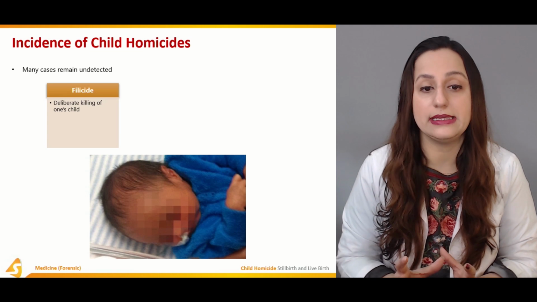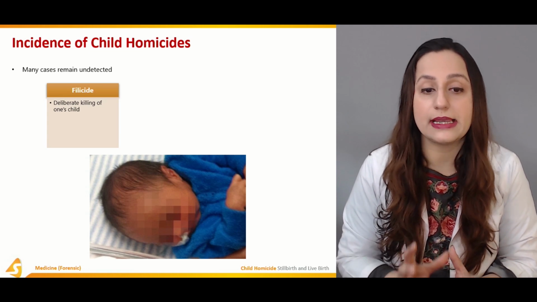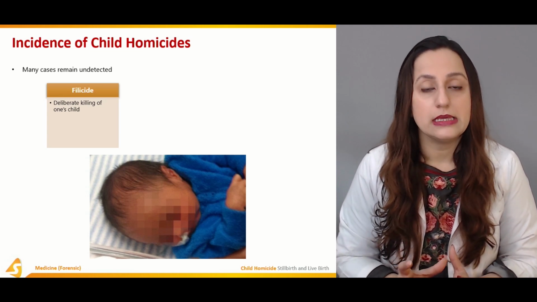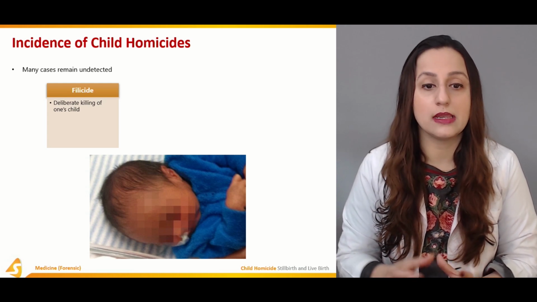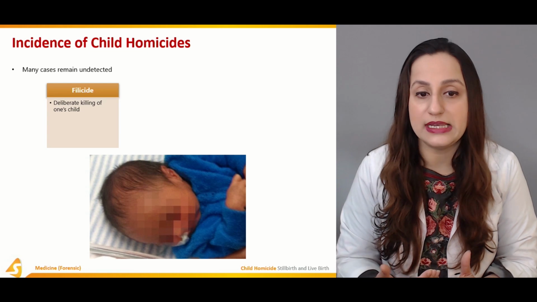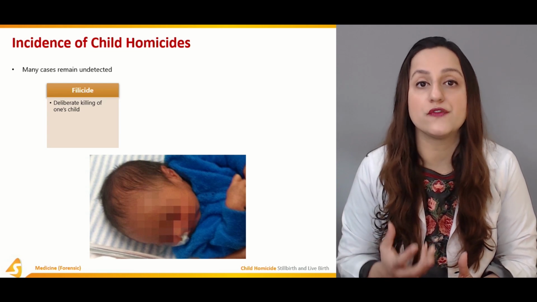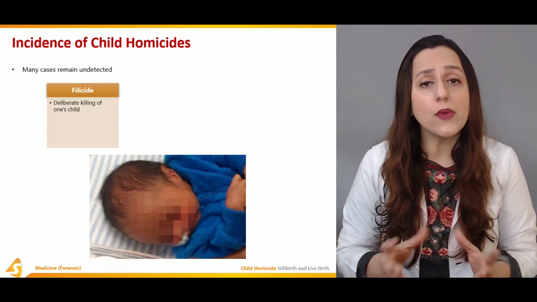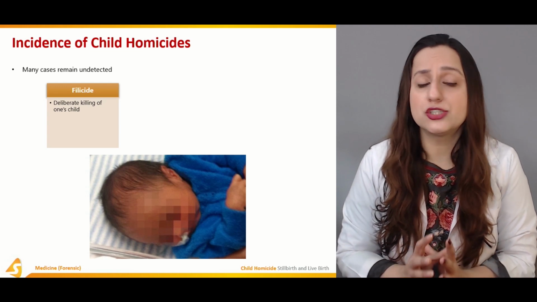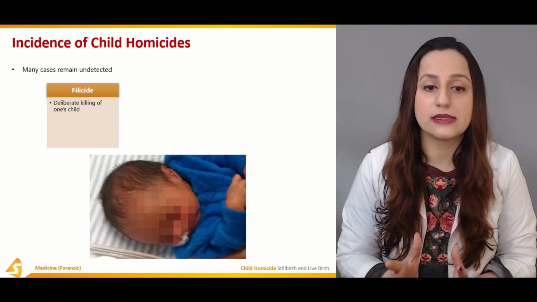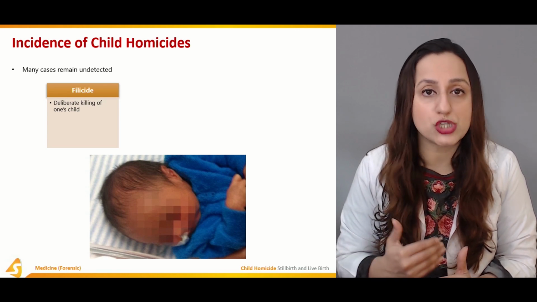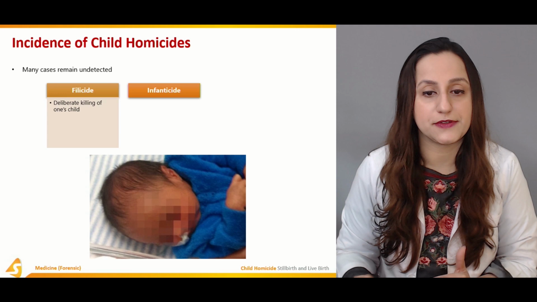Now, filicide is the deliberate killing of one's own child. This is the terminology used when one's own child is deliberately killed. There is no age limit, but the child should be a minor, and if one is killing one's own child, it comes under this definition.